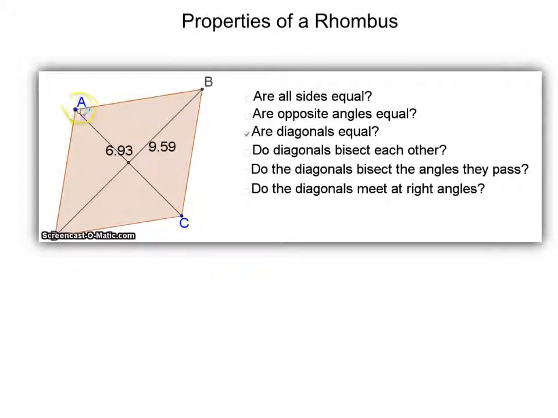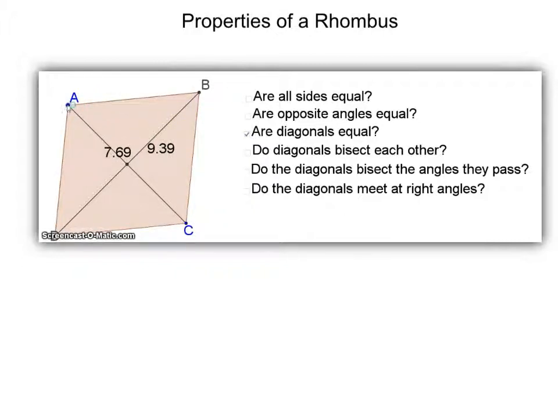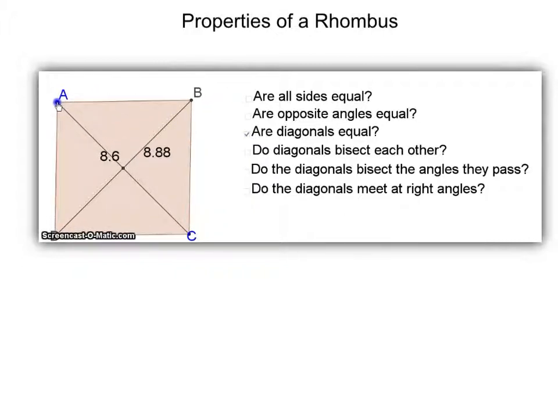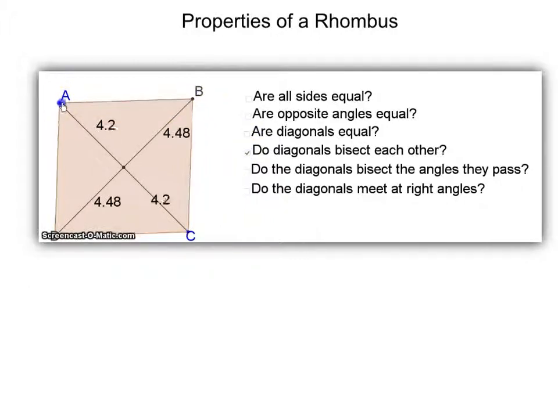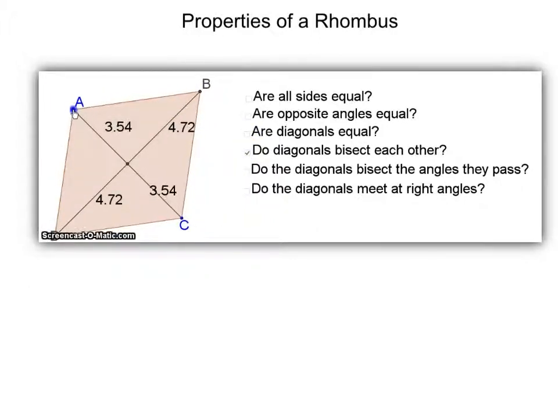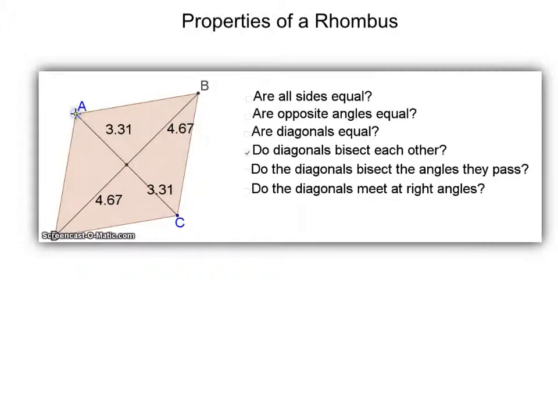The diagonals are equal? No. However, I can move the rhombus so that when the diagonals do equal each other, you get a square. A square is a special kind of rhombus with the diagonals equal, but in general, the diagonals of a rhombus are not equal. Do the diagonals bisect each other? Well, you can see in this one, as we move it around, that the diagonals do in fact bisect each other. They cut each other in half, no matter where or what rhombus I have.